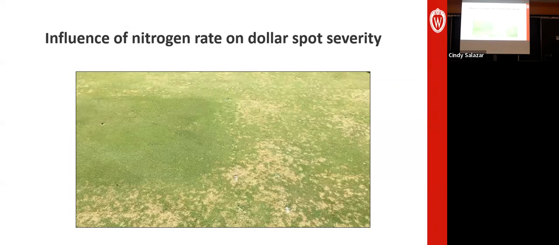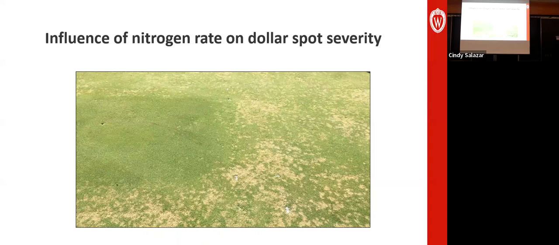All right, the first study that I want to talk about is a wonky, very applied extension project. And that's the influence of nitrogen on dollar spot severity. So forever and ever, in decades and decades, dollar spot has been known as a low nitrogen disease, meaning the disease is more severe in low nitrogen situations.